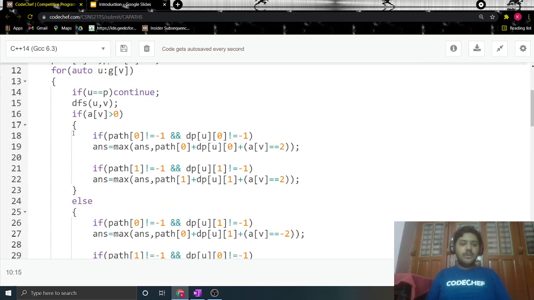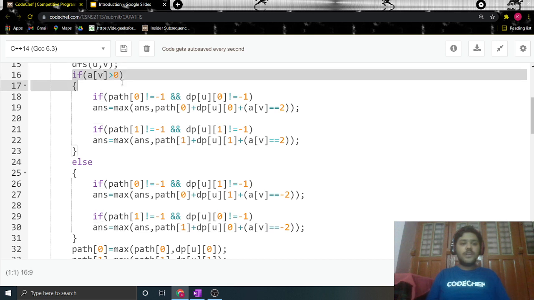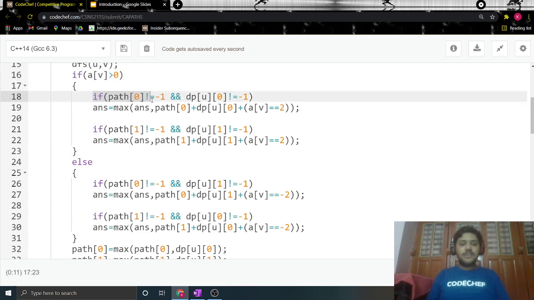Now, as we do it in DFS, if u is equal to the parent vertex, then we just continue. Else we just call the DFS. Now, if the value of the current vertex is greater than 0, we check if there exists a path which is having a positive value. Suppose that this is the vertex v, and there is a path among all the nodes which has been processed before this node u. Path 0 stores the maximum positive path, this is the positive value, and you take the positive value of u. So this is positive, and this is positive. All three of them exist, then positive into positive into positive is a positive.